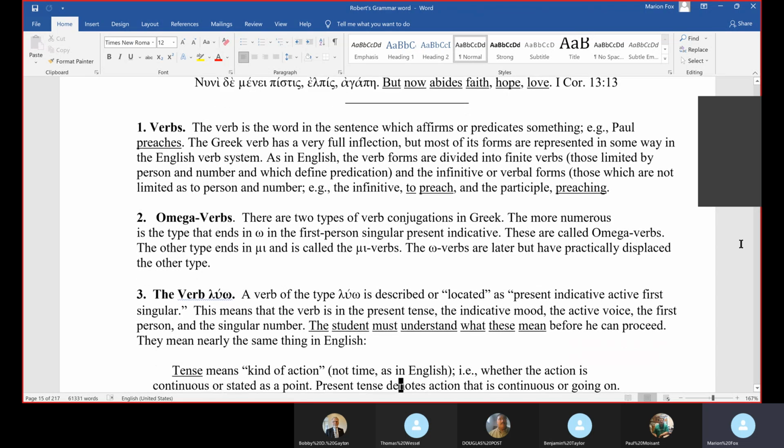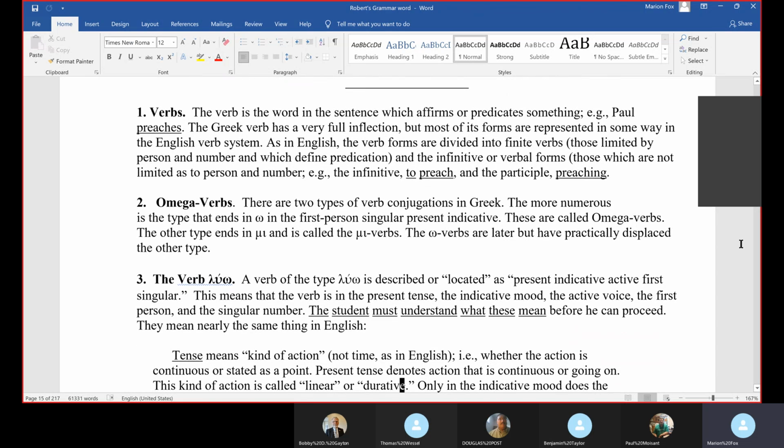Now, he defines what a verb is, and a verb is a word in a sentence which affirms or predicates something. Paul preaches, for example. Preaches is a verb. The boy ran, and so ran is a verb. And so the Greek verb has very full inflection, much different than our English verbs. But most of its forms are represented in some way in the English verb system. So don't think that an English verb is a total, complete substitute for a Greek verb.